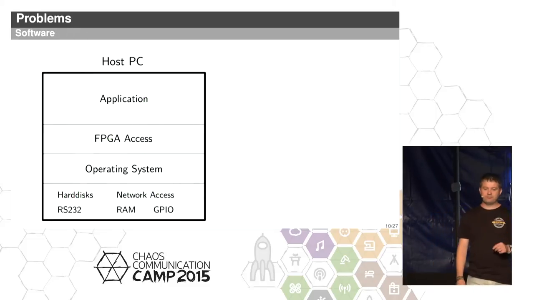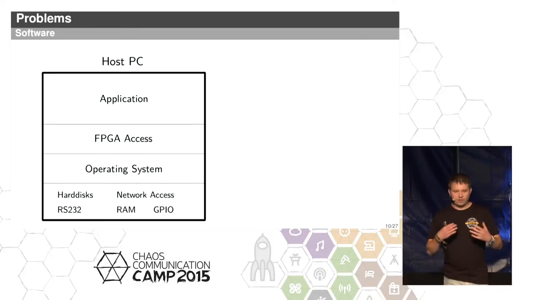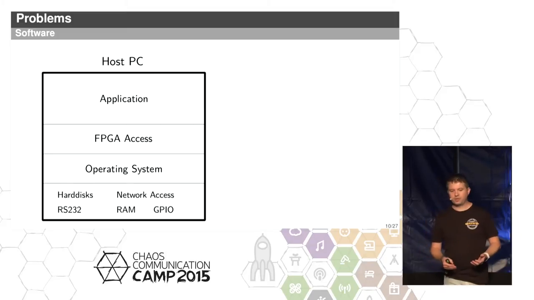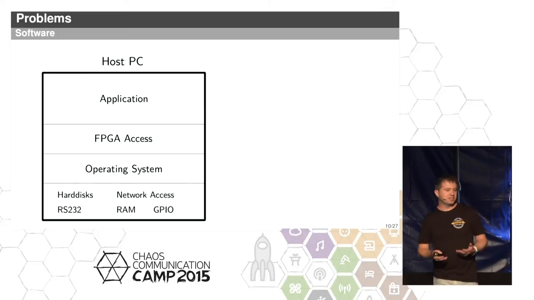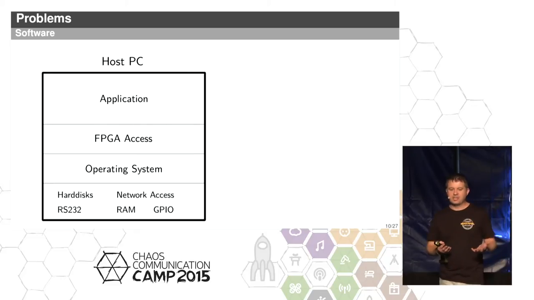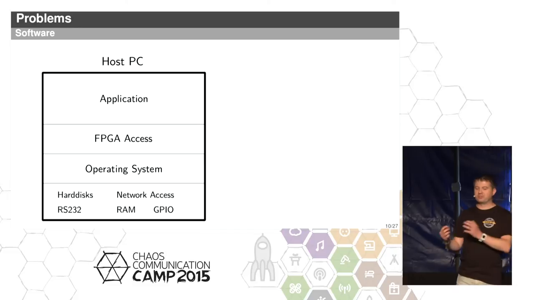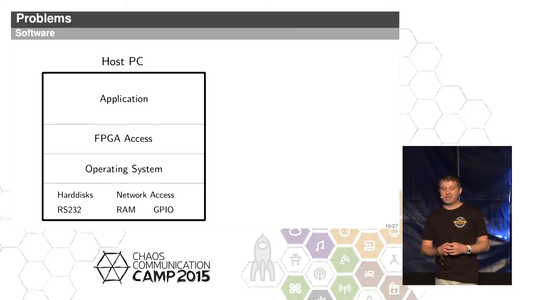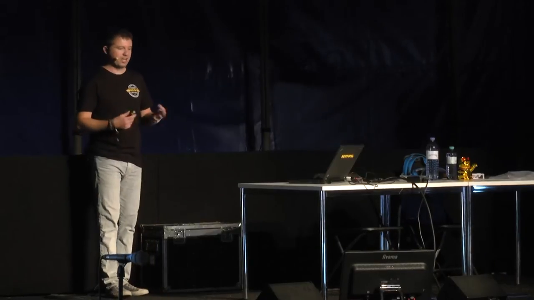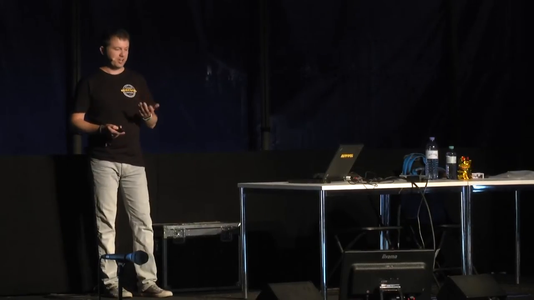There are also problems in the software. If you look at your normal operating system, you have the basic drivers on the bottom, you have the operating system using these drivers to get anything working, you have the layer of FPGA access. In most cases, this is some kind of library. And on top of that, you have the application you want to use. For example, if you want to use an AES accelerator with OpenVPN, the application is OpenVPN. You need an additional library to connect to the FPGA, and OpenVPN would have to use this library to connect to the FPGA.